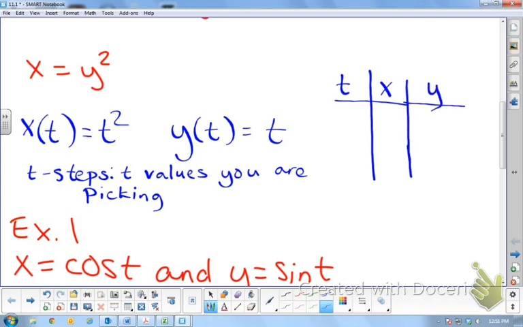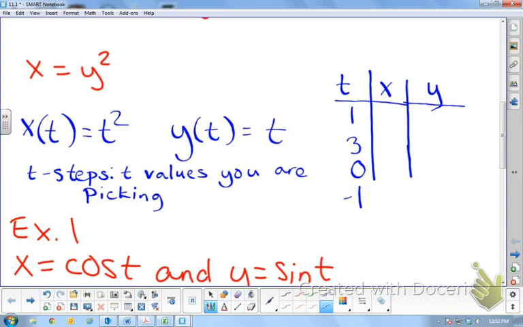So I can pick whatever I want for t. What do we want to pick for t? 1, 3. 0 is probably a good one. What kind of numbers are we missing? Negative numbers, so -1. Obviously this is not in any order since we randomly picked numbers. Usually we'd put them in order.